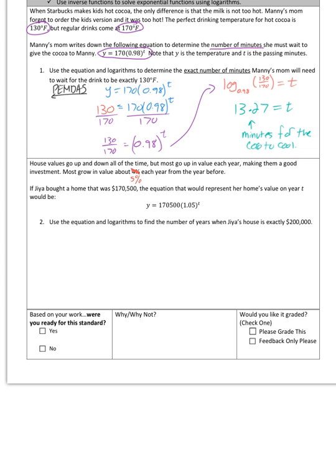If Gia bought a home and it was $170,500, the equation that would represent her home value on year t would be this equation, 170,500 times 1.05 to the power of t. Use the equation to find the number of years when Gia's house is exactly $200,000. Okay, so again, the y value is the value that we're interested in. We're interested in when the y value is 200,000.